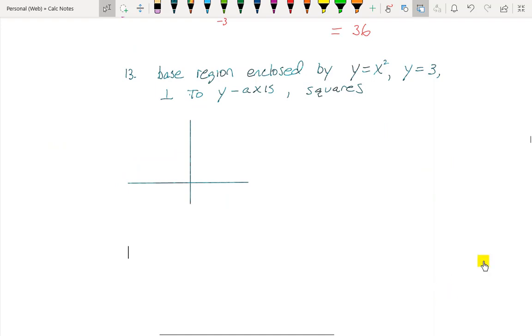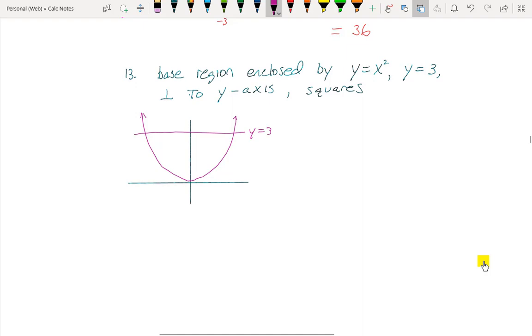Okay, so number 13 says we have a base region enclosed by y equals x squared. So I've got this guy coming up like this on both sides. Let's try and get it at least close to being even. All right, that's a little better. Y equals 3, so that's going to be the top part of our function here. So this is y equals 3.